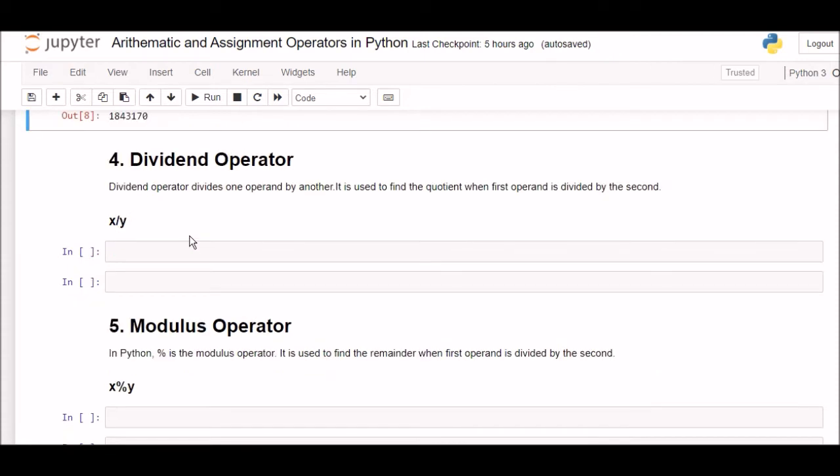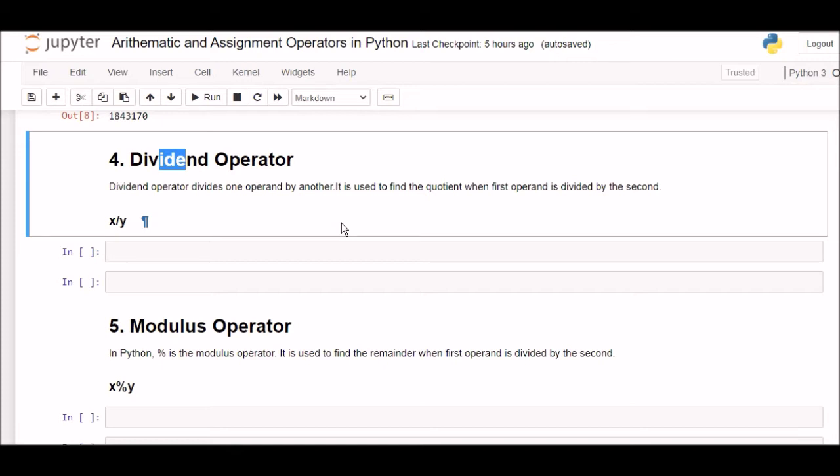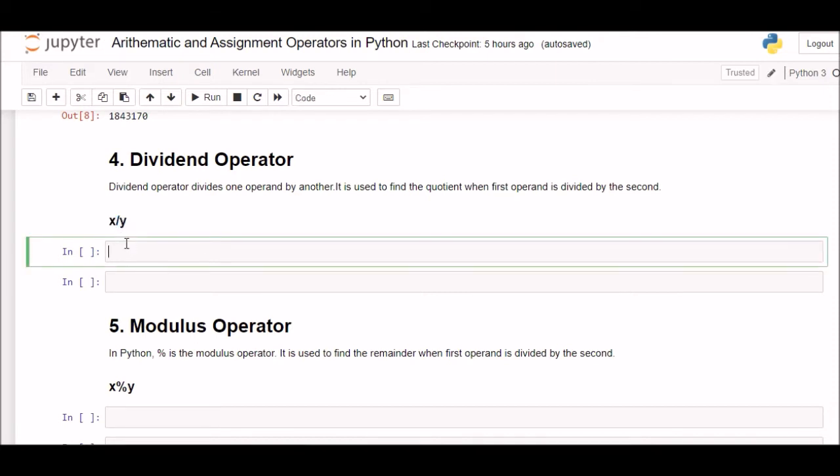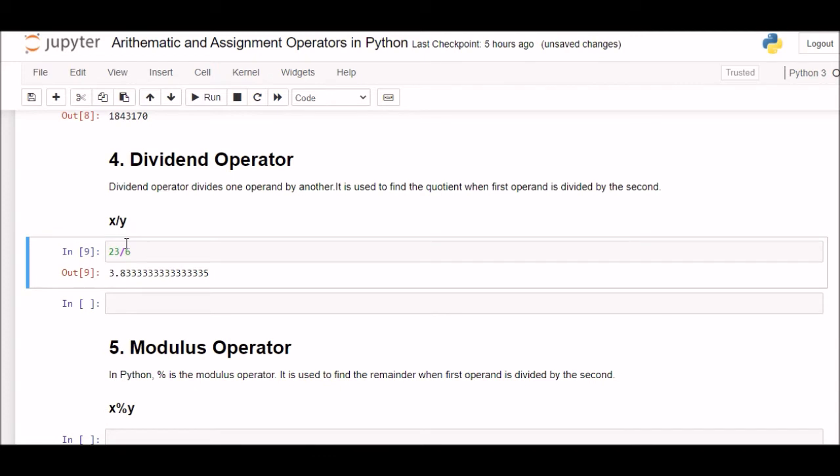It's pretty simple. Next operator is the division operator. The division operator divides one operand by another and it's used to find the quotient when the first operand is divided by the second. For example, x is divided by y. Now let's take some example. Here I'm typing 23 slash 6. Let's run the code. Okay, so in this, with the help of the single slash in the division operator, it gives 3.8333 and so on. So in this way it gives the quotient value and it gives the decimal part also.